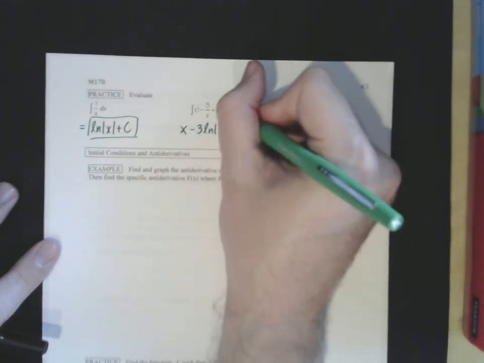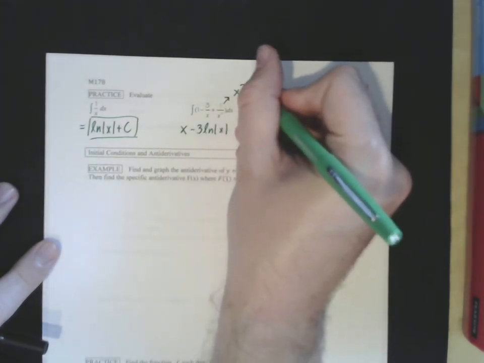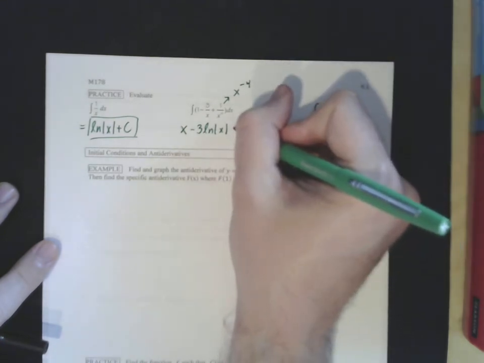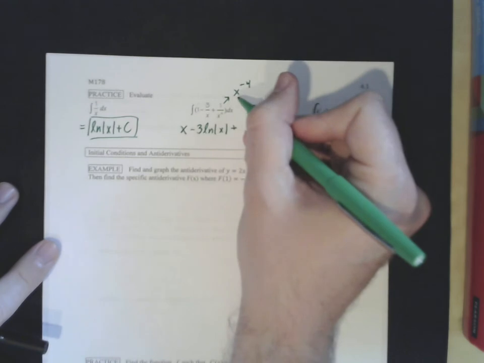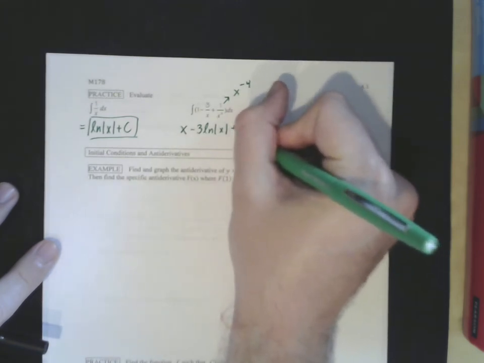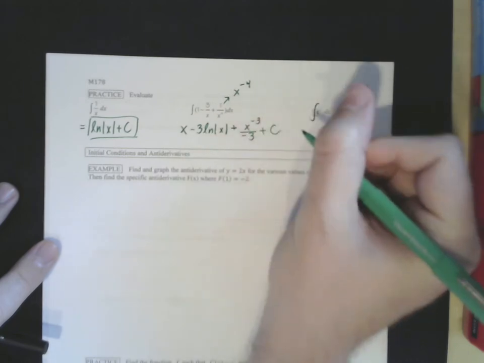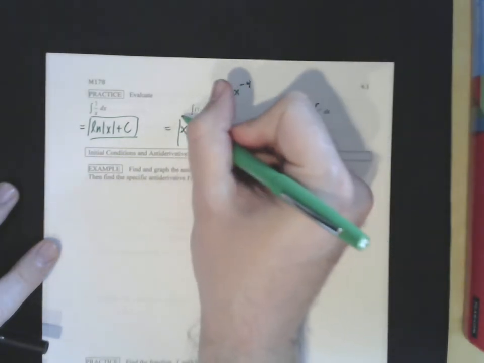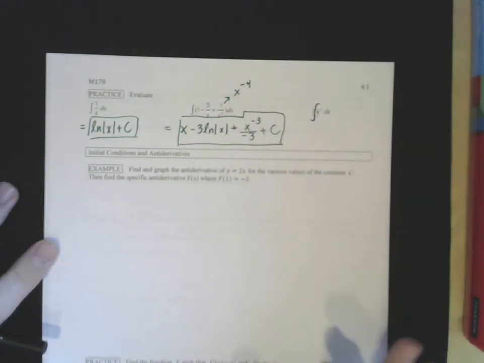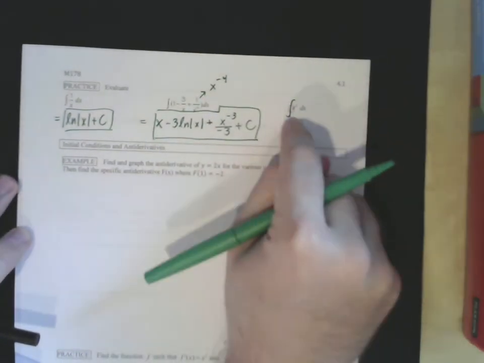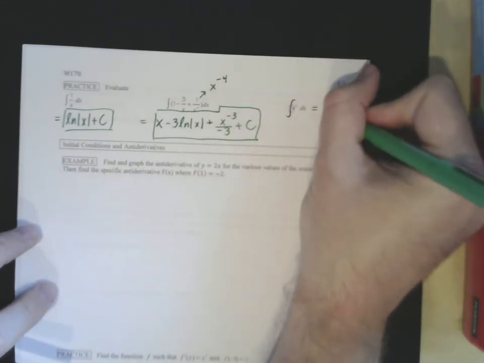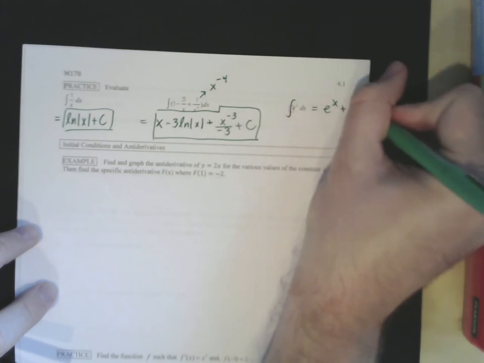And then this is x to the negative 4. So we're still using power rule. So this is going to be plus x to the negative 4 plus 1 is x to the negative 3 divided by negative 3 plus c. And then finally, the integral of e to the x dx, again, is just a straight application of our rule. This is e to the x plus c.